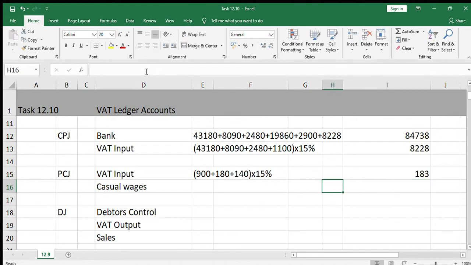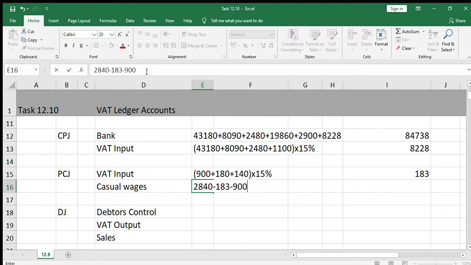Okay, so 183. Then in order to calculate the casual wages, you see you've been given the total of petty cash, 2840. We know that included in there is the 183 VAT, because that total always includes the VAT. Included in there is 900 for trading stock, 180 for consumable stores, and 140 for sundry expenses. So the difference obviously just belongs to casual wages.